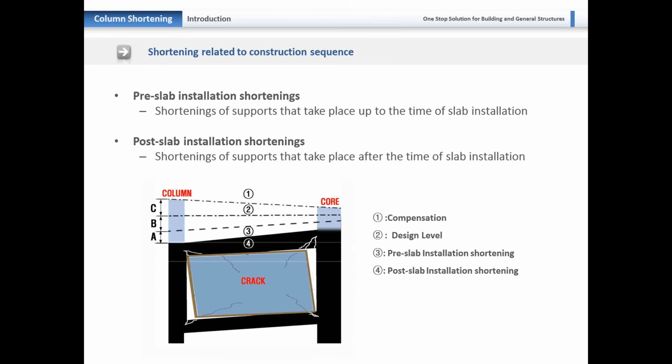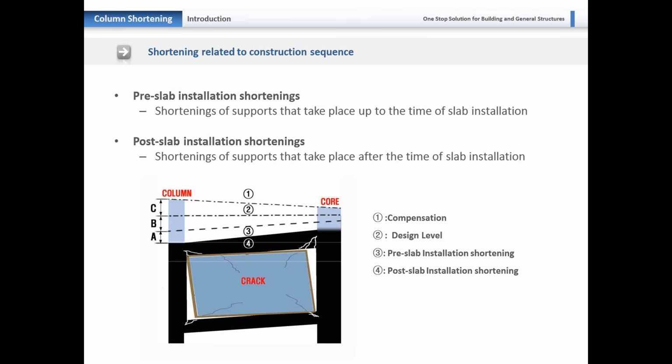Now, this slide shows you the shortening related to the installation. So when we are trying to prevent the differential column shortening, we need to compensate for the amount of differential shortening that will come during construction. So this compensation has to be calculated by calculating the amount of shortening that will happen.